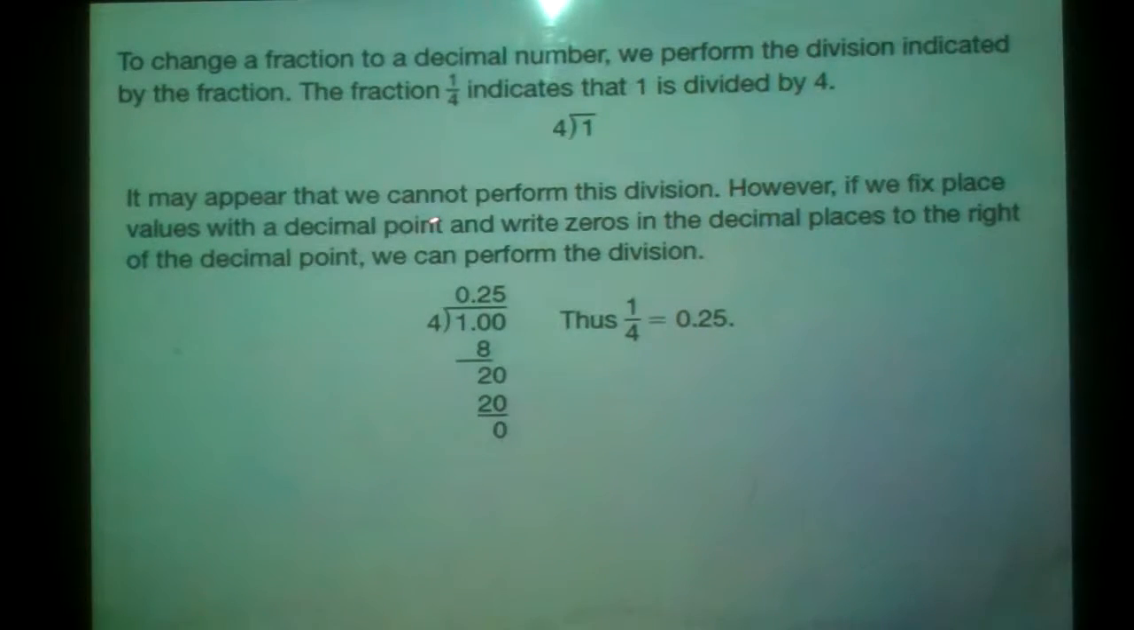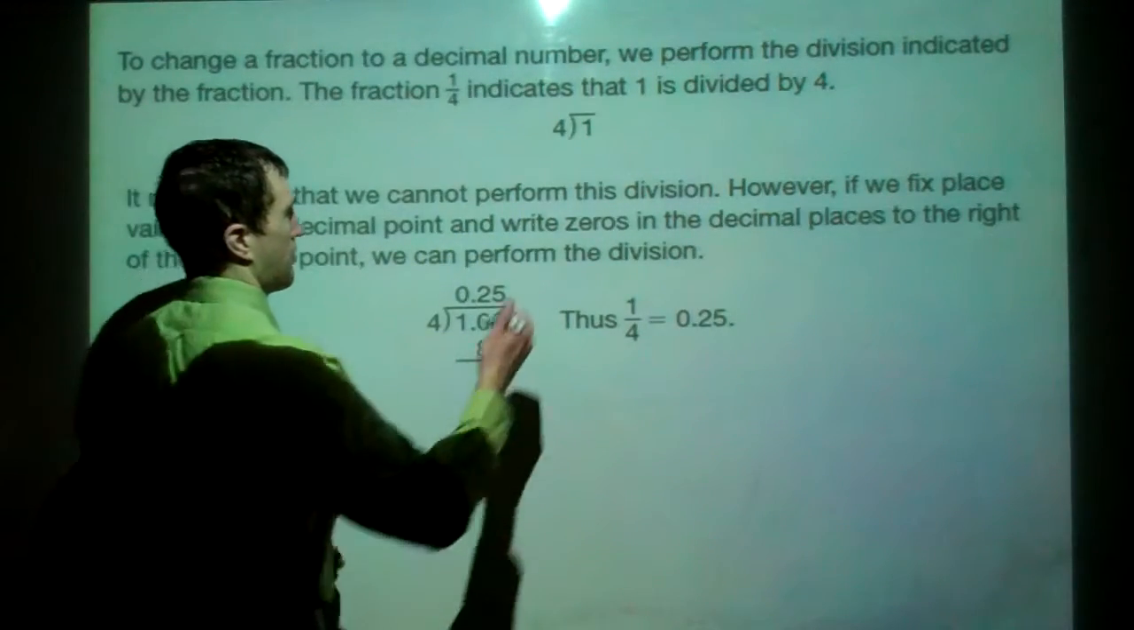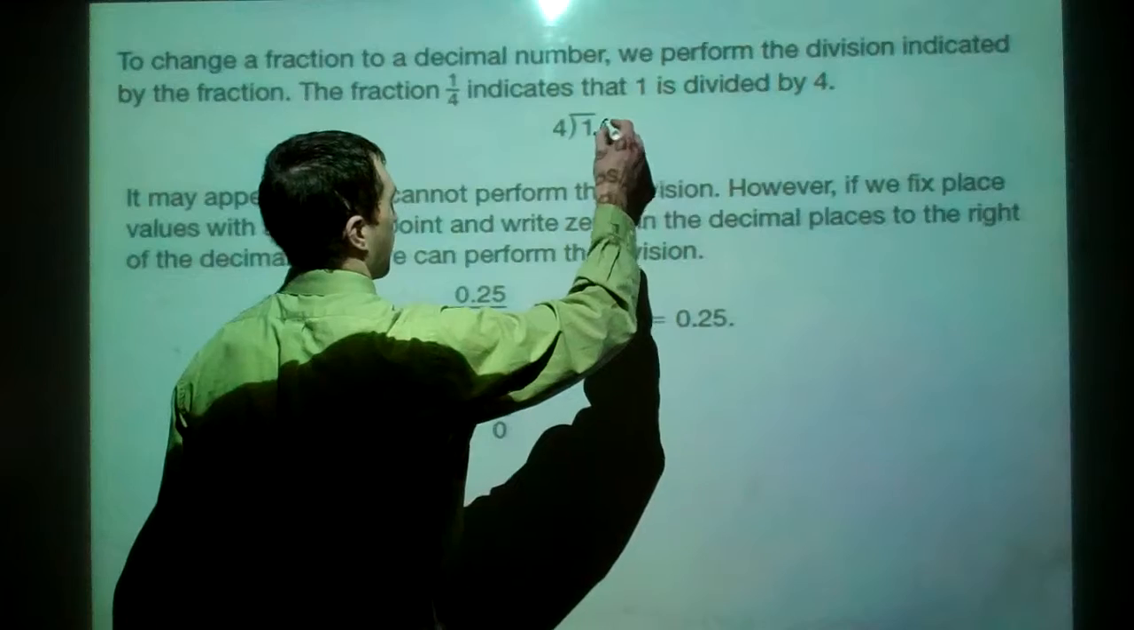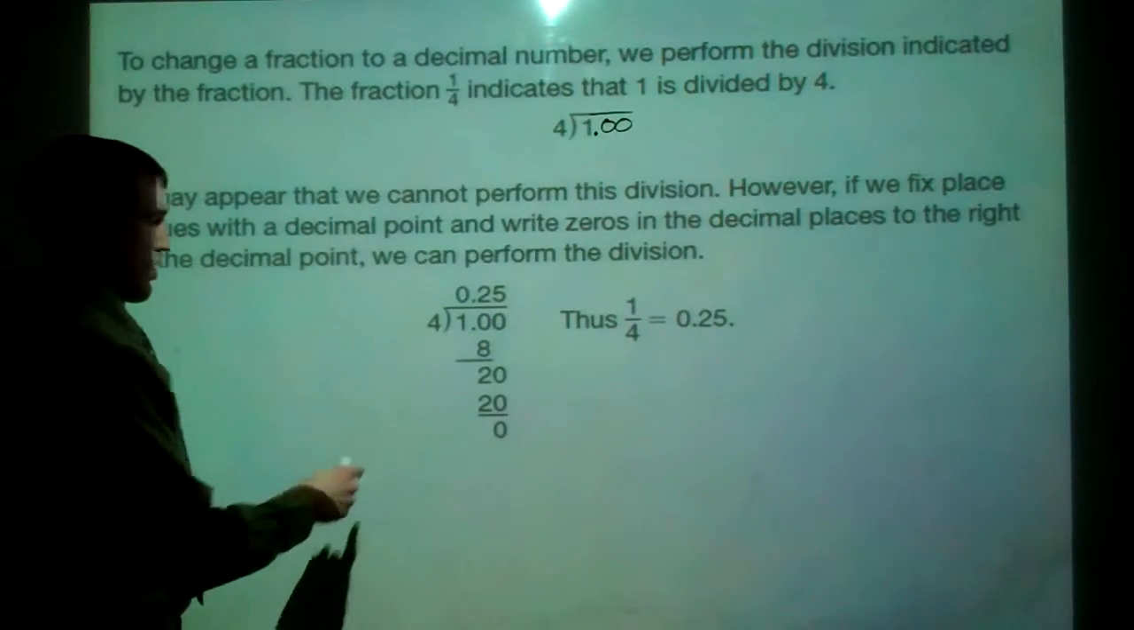And it says it may appear that we cannot perform this division. However, if we fix place values with the decimal point and write zeros in the decimal places to the right of the decimal point, we can perform this division. So they took our 1, added a decimal here, and then put placeholders in like that. So then we go ahead and do the division.